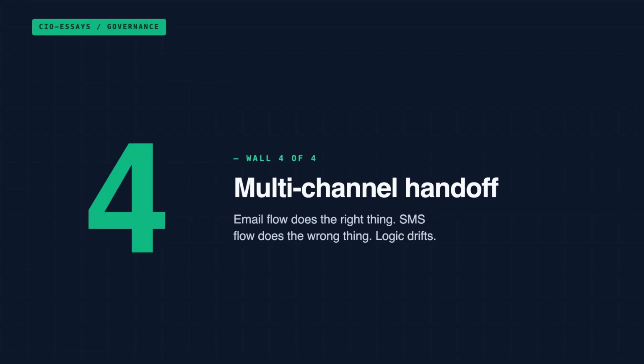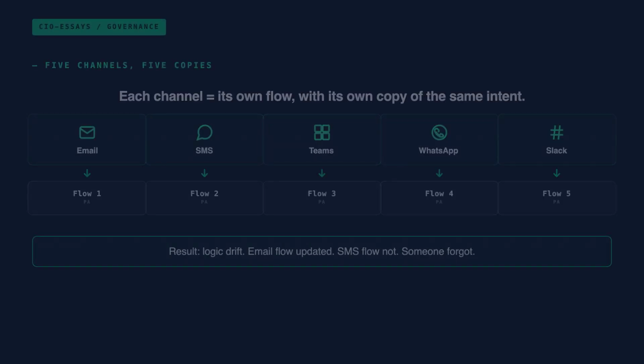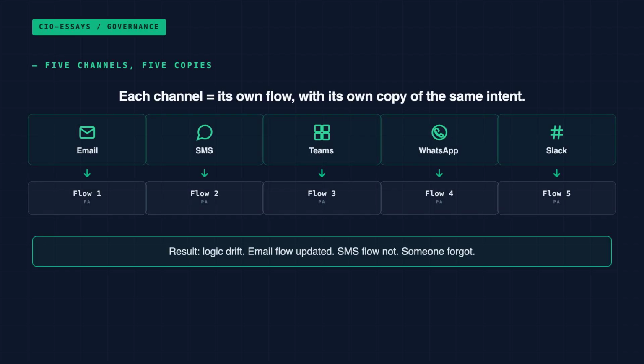Wall 4. Multi-channel handoff. The flow handles email. Then someone in operations asks about SMS for the after-hours case. Then someone in sales asks about Teams. Then someone asks about WhatsApp because they have a customer cohort that will not use email. Then someone asks about Slack because the partner integration team uses it.